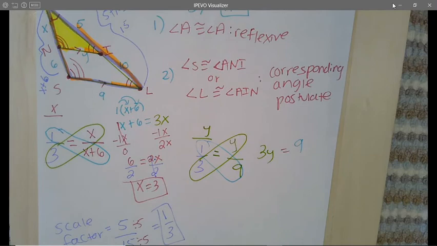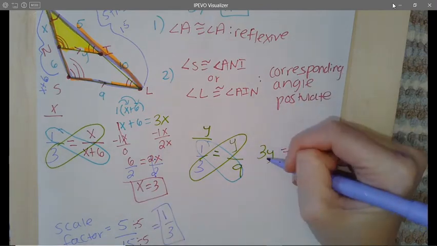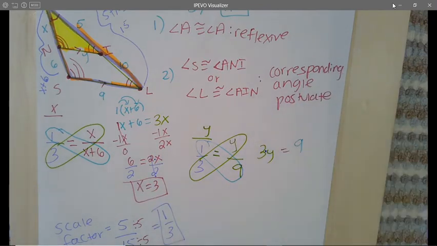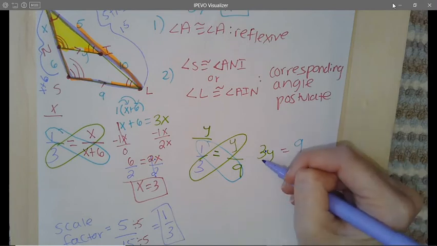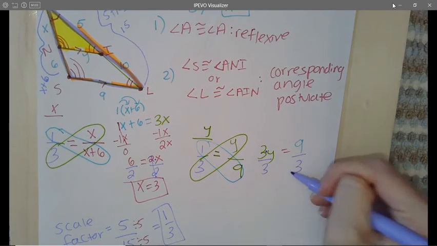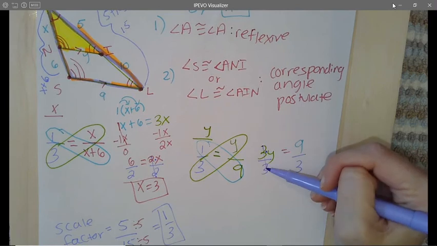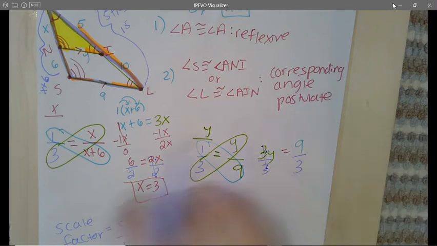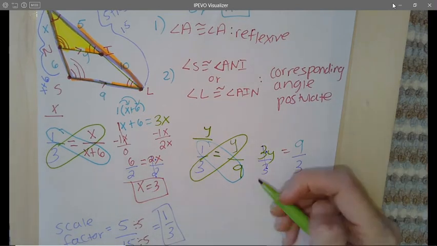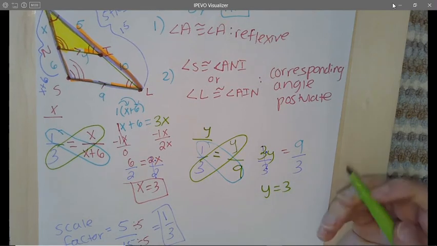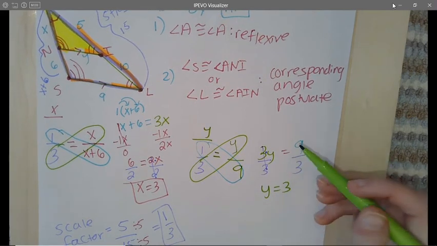And now we just have to solve for y. The 3 and the y are secretly multiplying. So the way I bring 3 to the other side is by dividing both sides by 3. 3 divided by 3 cancels and turns to 1. 9 divided by 3 is 3. So guess what, you guys? Y is also 3. That was kind of cool. That worked out nicely.